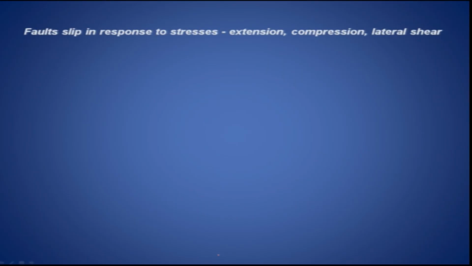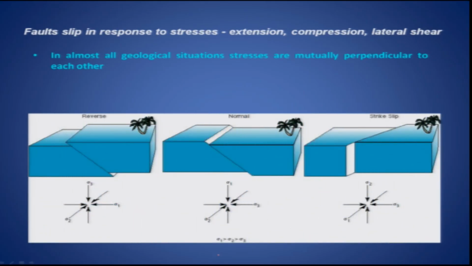Okay, so fault slip is the response to stresses. Either we talk about extensional stresses, compressional or lateral shear. Okay, in almost all geological situations, the stresses we consider are mutually perpendicular to each other. So here we are talking about sigma 1, sigma 2 and sigma 3, which are the maximum, the intermediate and the minimum, and depending on where the maximum stress is acting and where the minimum is, you will find different types of displacements.